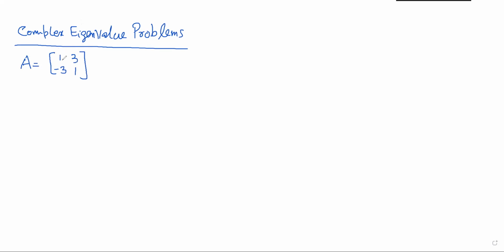In this matrix, you can see that this is a 2 by 2 matrix. The first column is 1, minus 3, and the second column is 3, 1. So it is a special kind of form. For example, the general form is something like this: A, B, minus B, A.